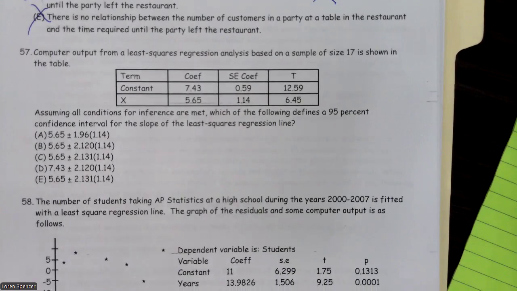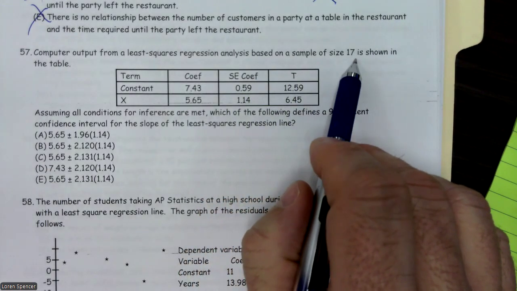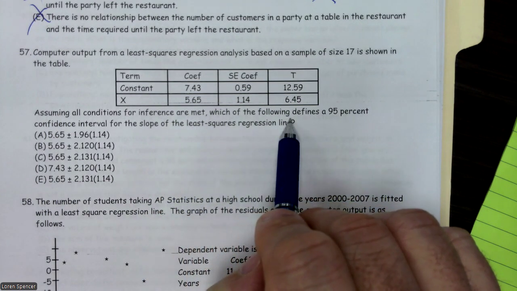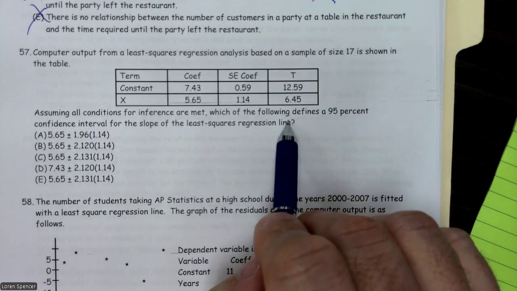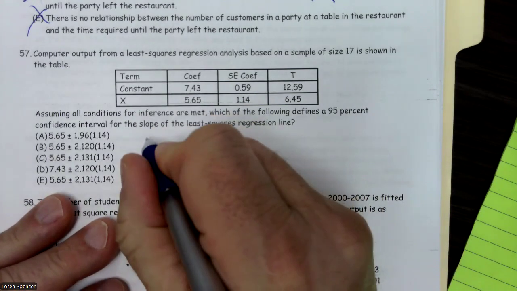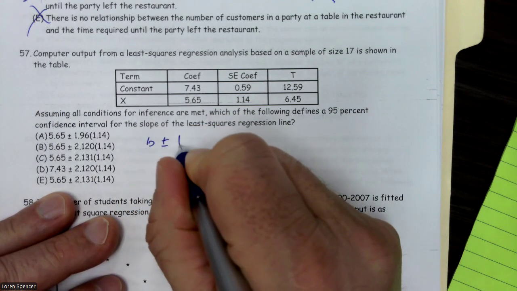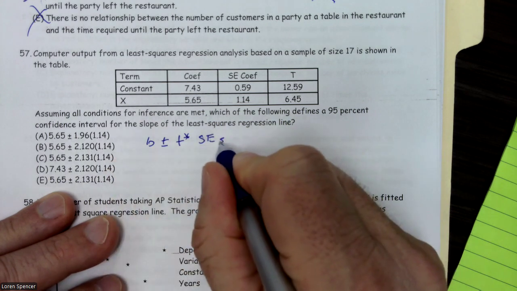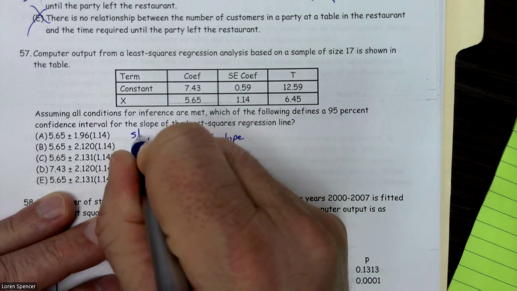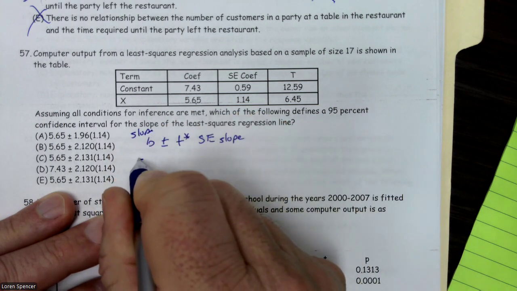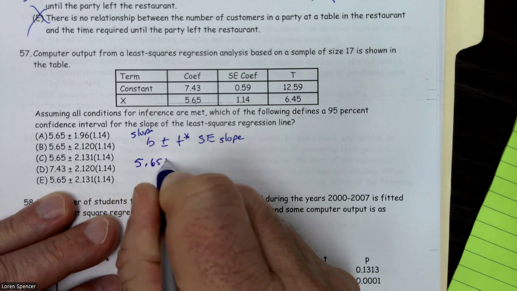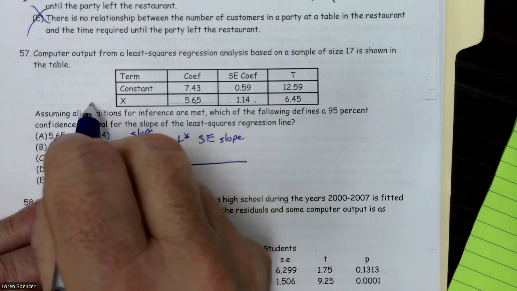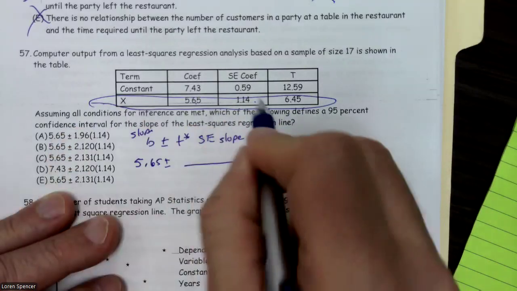Computer output for a least squares regression analysis based on a sample size 17 is shown on the table. Assuming all conditions for inference are met, which of the following defines a 95% confidence interval for the slope of the least squares regression line? Remember, it's basically b plus or minus t star times the standard error of the slope, and b represents the slope. So first off, my slope is 5.65 plus or minus, we'll come back to t star in just a moment. We know our standard error of the slope, because we just look down the slope row, is 1.14.